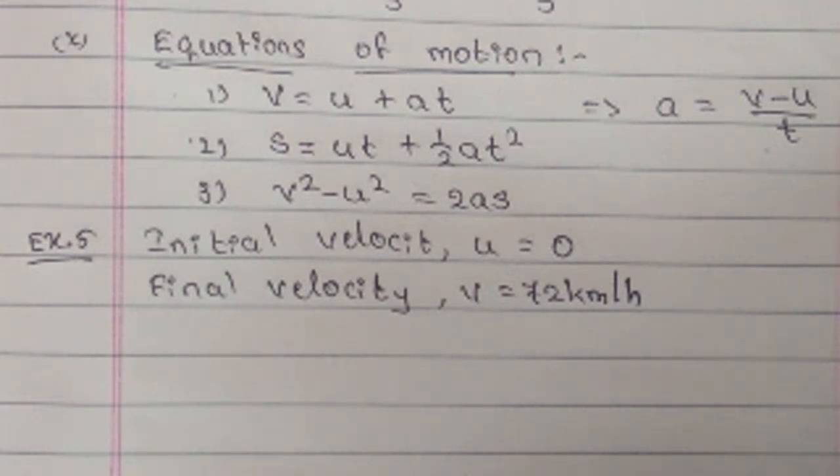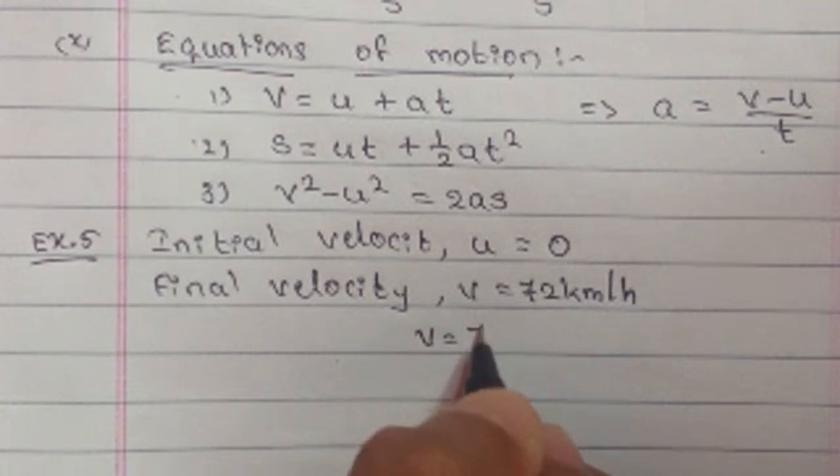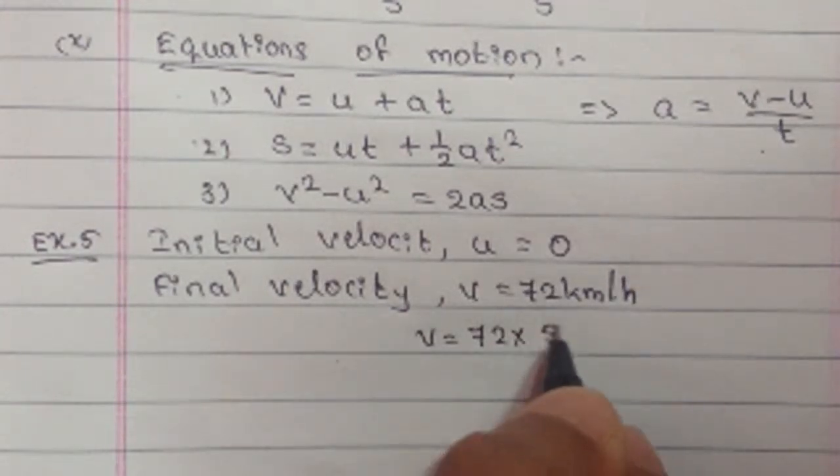In the previous class I told you how to convert a given value in kilometer per hour into meter per second. As I explained yesterday, we have to multiply the given number by 5 divided by 18. So the v value becomes 72 into 5 divided by 18.